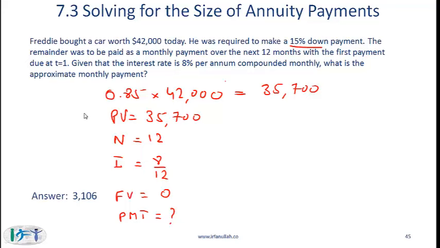So the numbers you plug in are present value 35,700 and 12 periods because we have monthly compounding. So one period is 1 month. The interest rate per month is 8% for the year divided by 12. The future value is 0 and you compute your payment, and here is the answer that you should get.